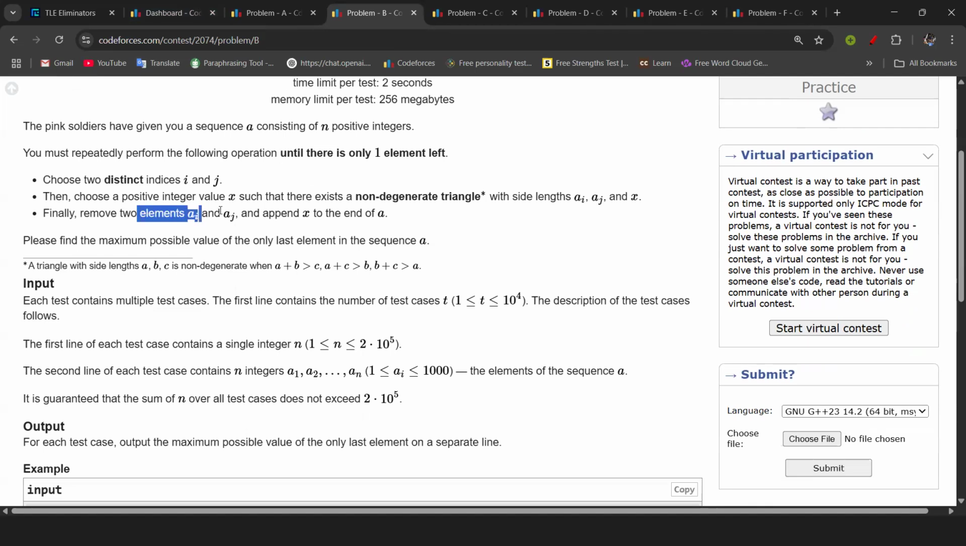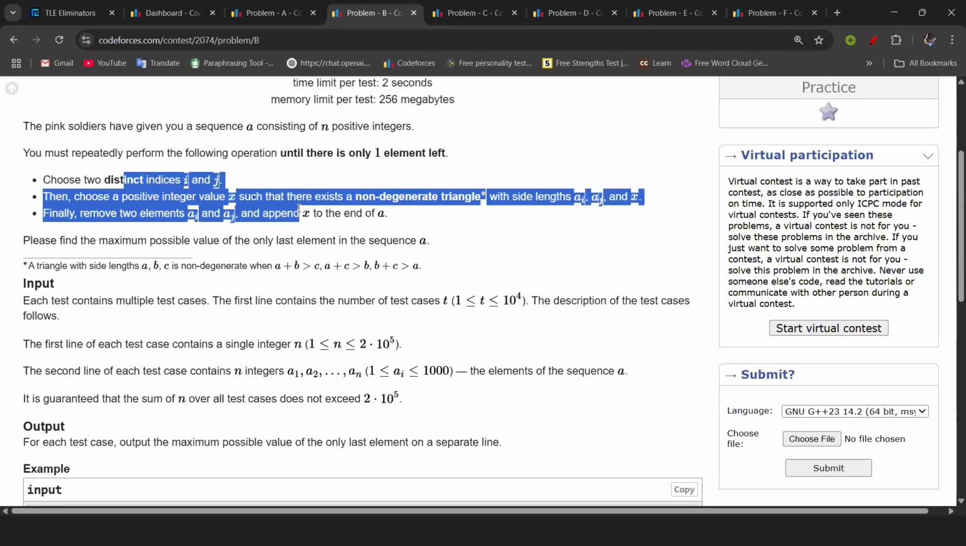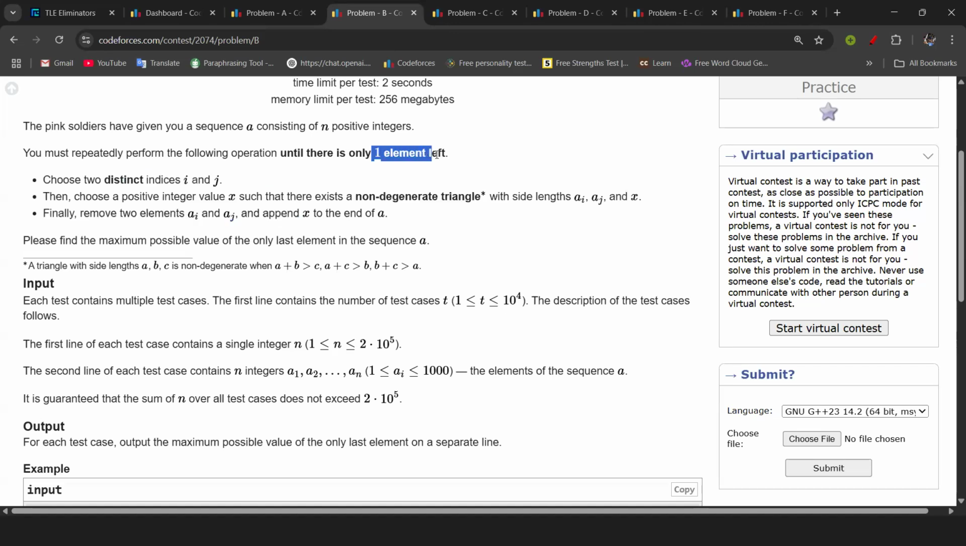Finally, remove two elements ai and aj and append x to the end of a. So after performing this operation, you need to repeatedly perform it again and again until there is only one element left in the array. And you just need to find how you would optimally perform the operation so that the final element which is left is maximum. You need to maximize that final element.